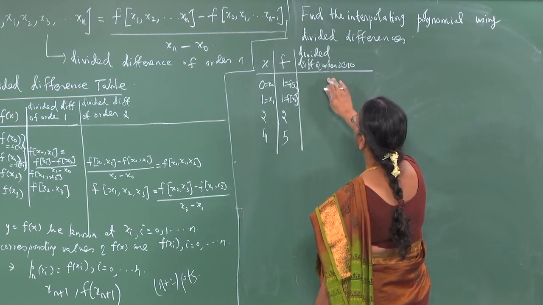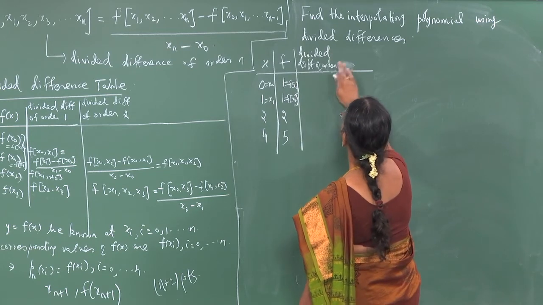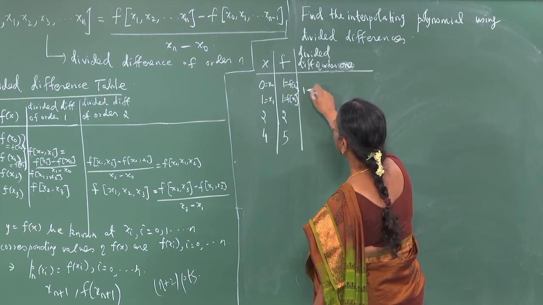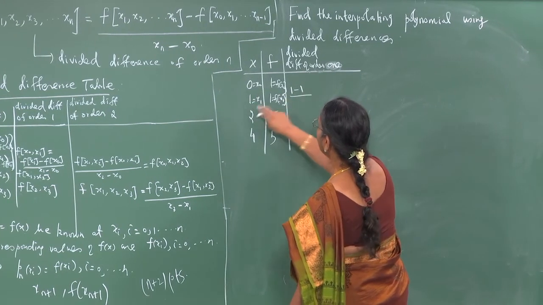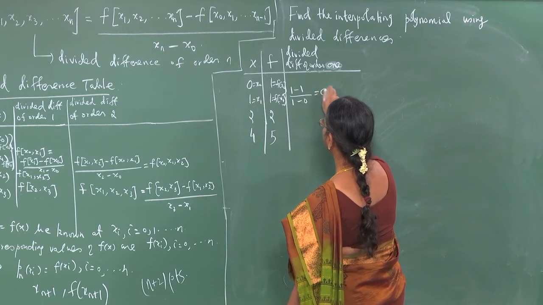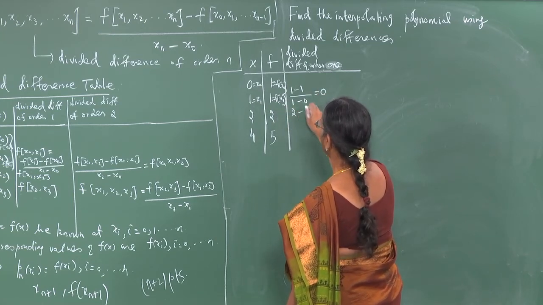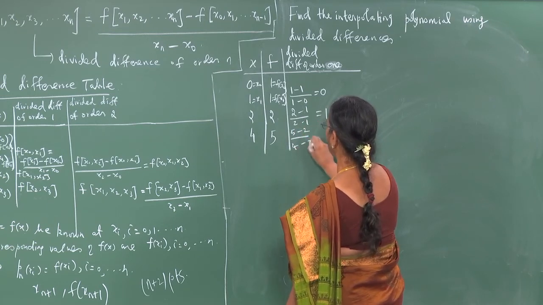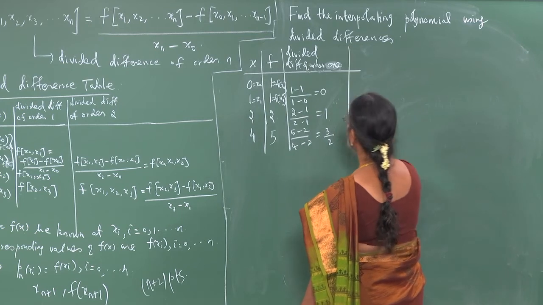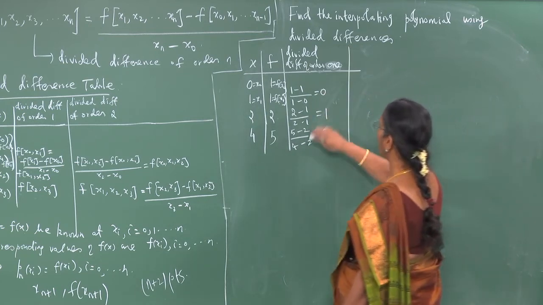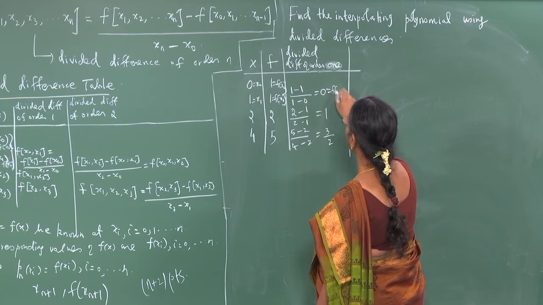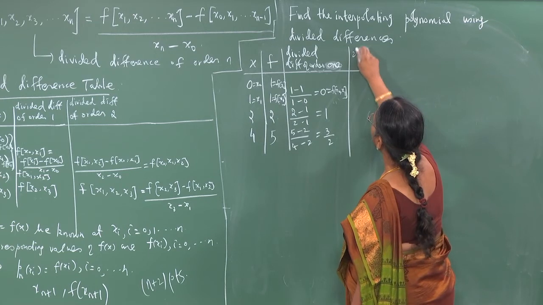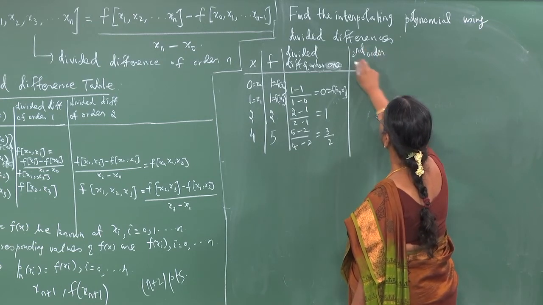So, the divided differences of order 1 can be constructed by this minus this. So, 1 minus 1 divided by x1 minus x naught, so 0. Then 2 minus 1 by 2 minus 1, then 5 minus 2 by 4 minus 2. So, these are the divided differences of order 1, and we know that by notation this is f of x naught x1. Now I compute the second order divided differences.